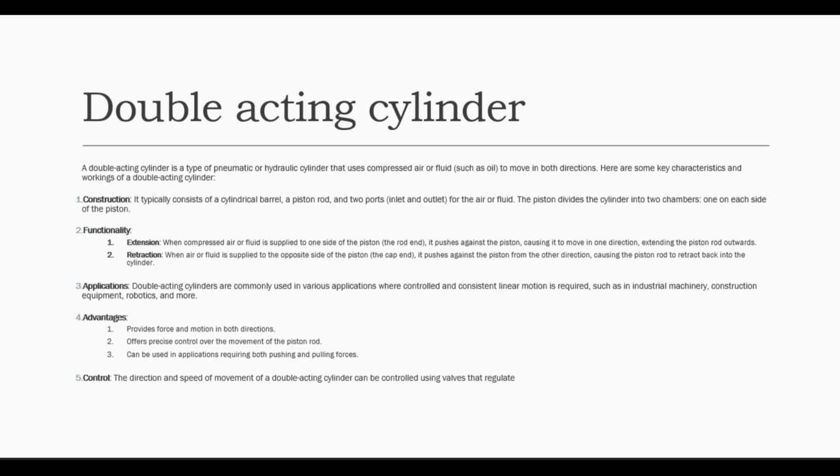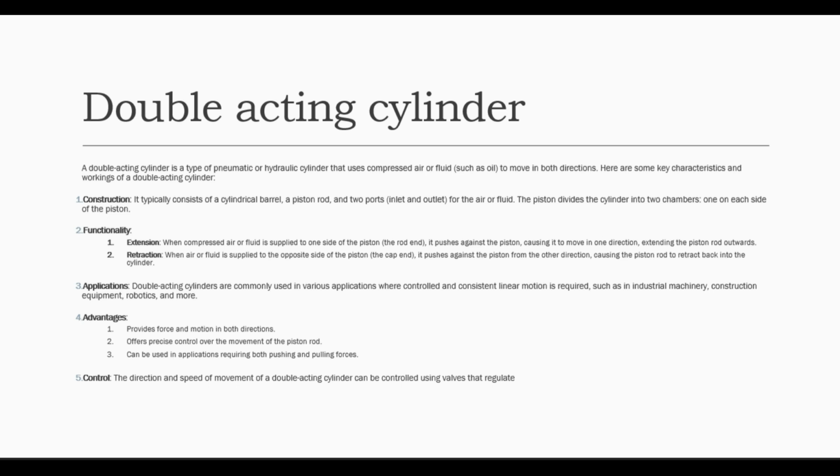Functionality. Extension. When compressed air or fluid is supplied to one side of the piston, the rod end, it pushes against the piston, causing it to move in one direction, extending the piston rod outwards. Retraction. When air or fluid is supplied to the opposite side of the piston, the cap end, it pushes against the piston from the other direction, causing the piston rod to retract back into the cylinder.